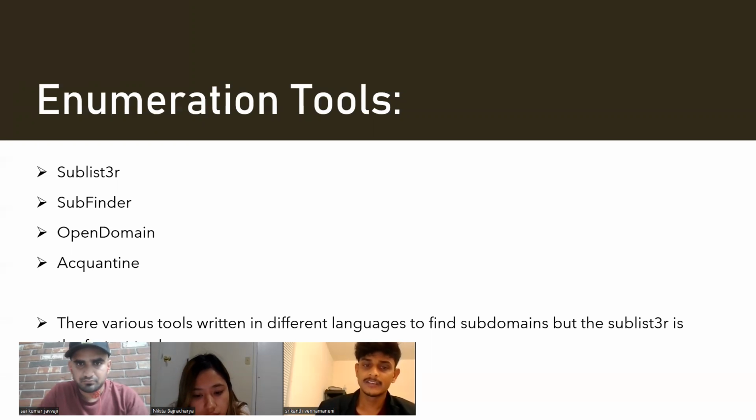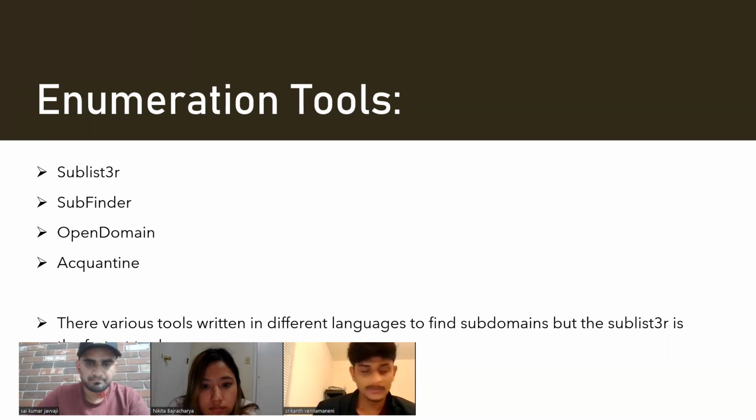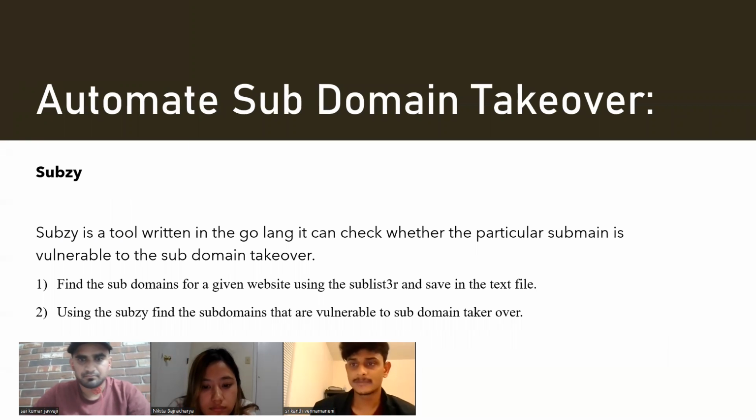It is also integrated with a DNS query brute force program called Subbrute, which uses brute force and a large wordlist to acquire new domains. Among the enumeration tools, Sublist3r is the most used one. These are the various tools written in different languages to find subdomains, but Sublist3r is the fastest tool. Next slides will be explained by Sai.